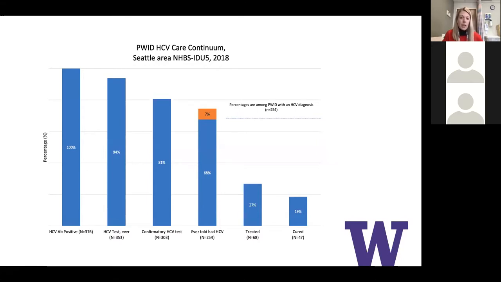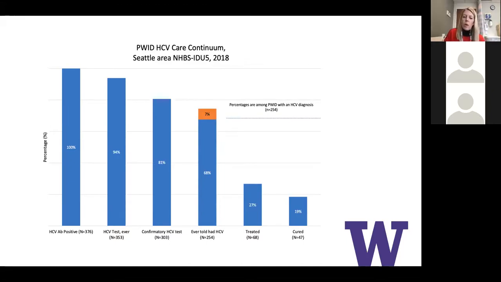And this is showing the care cascade for hepatitis C amongst PWID here in Seattle in 2018. So as you can see, amongst the 100% of folks who screened positive for hepatitis C, so it's 376 people, 94% had been tested in the past. And so we're actually doing a pretty good job of testing. And 68% of those had been told they had hepatitis C, with an additional 7% being told that they had cleared the virus. So we're actually doing a decent job of testing people and diagnosing them.